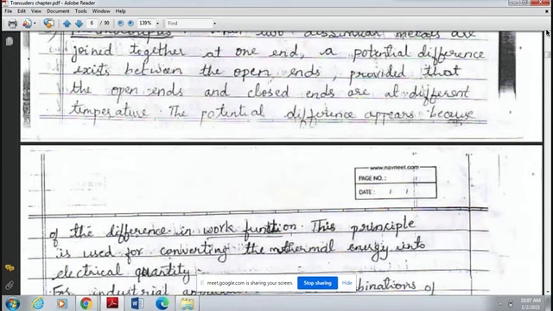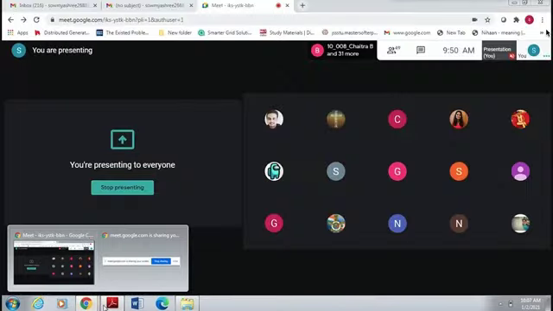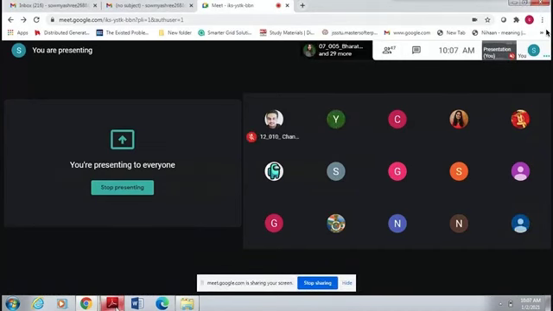So thermocouples, as the name itself says, have you studied about thermocouples? Do you know how a thermocouple works? What is the function of thermocouples? Yes, ma'am. Yeah, tell me, what is a thermocouple?